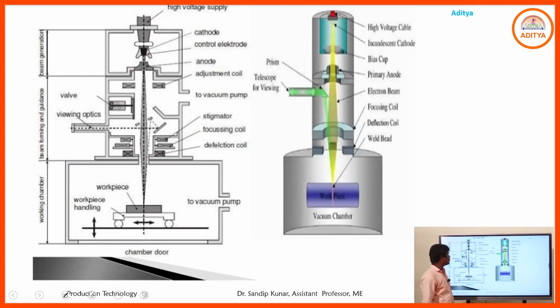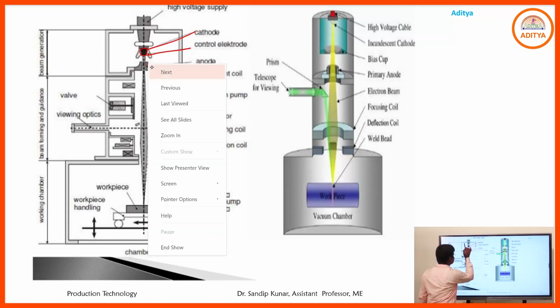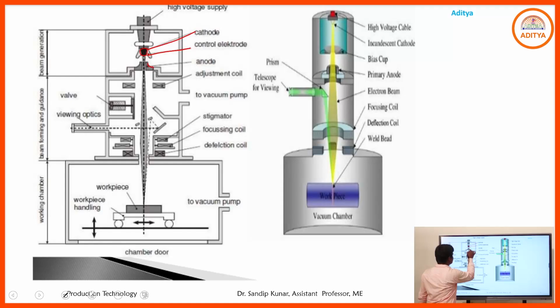Now in that picture we are seeing that this part is the cathode, and that part is the control electrode. Here the high voltage supply is there. The high voltage supply means that is the beam generation unit. And that part is the anode part.